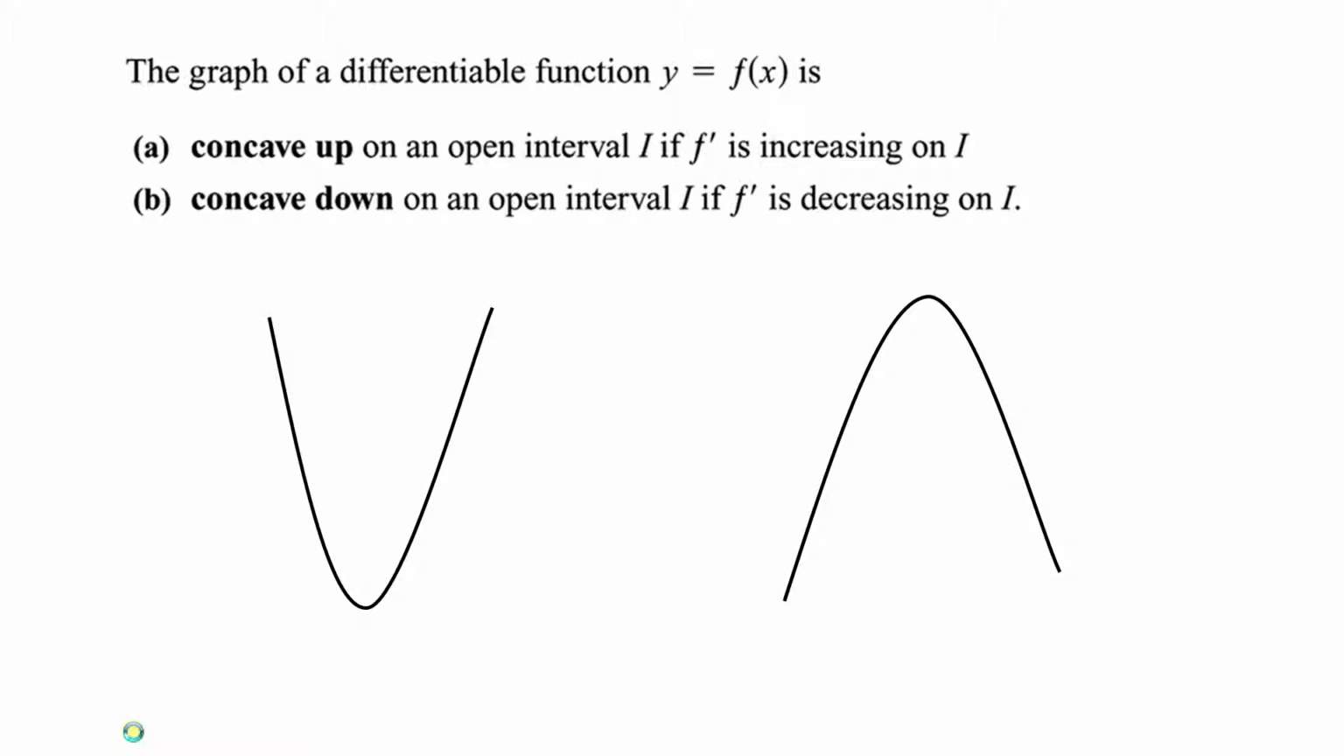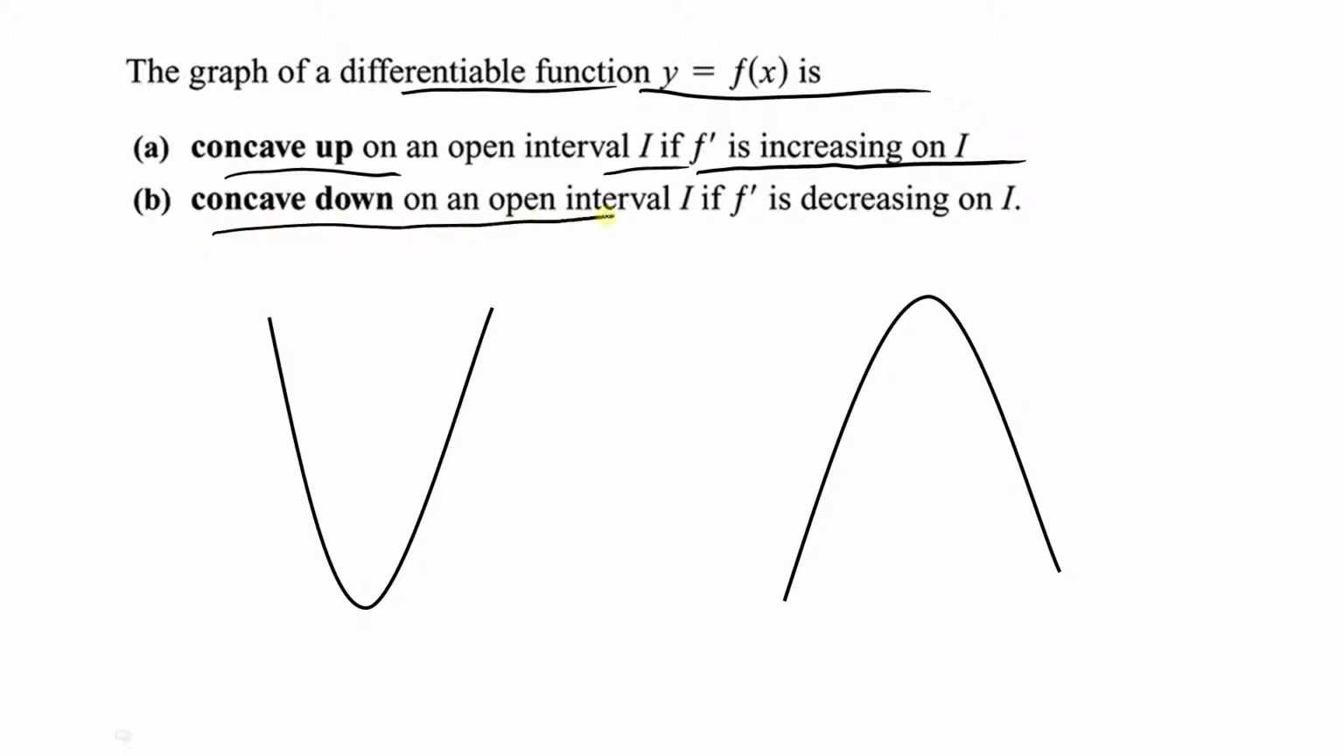Now, let's think of the graph of a function y equal f of x that is differentiable. It's concave up on an interval if the first derivative is increasing on the interval, and it's concave down on an open interval if f prime is decreasing on the interval. Let's sort of examine that. Obviously, this is concave up just because of our definition of what a concave up graph looks like.